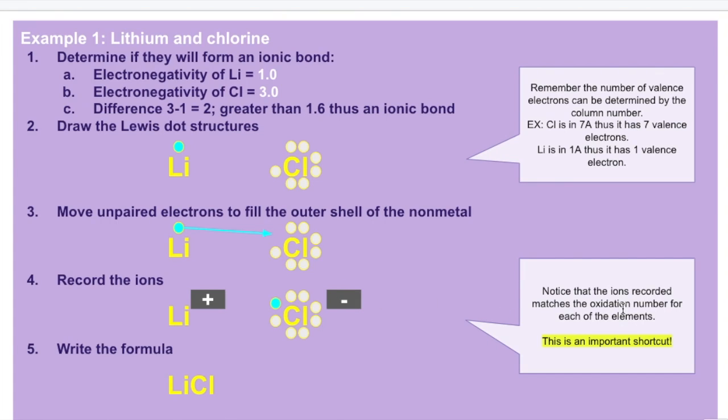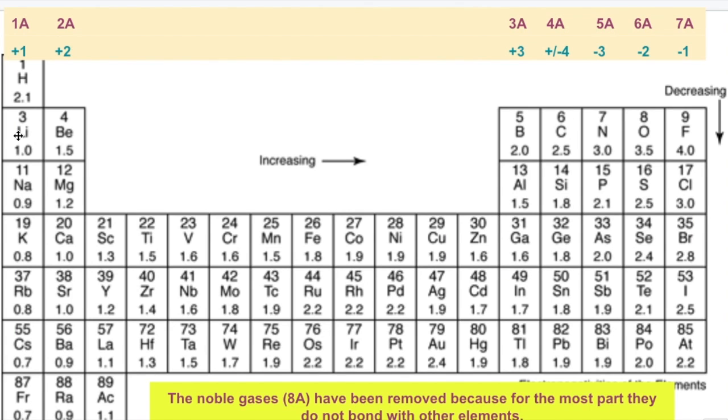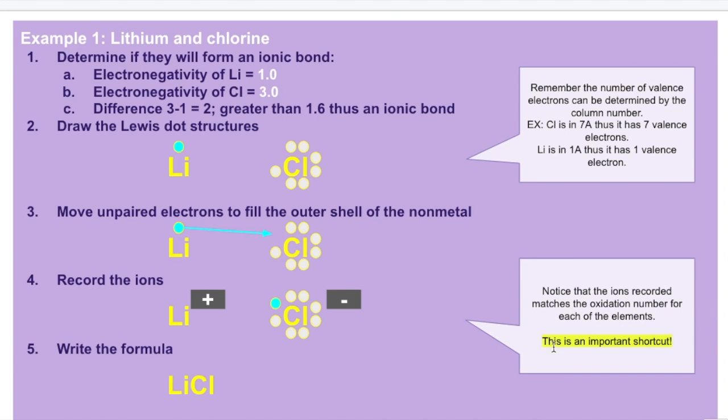Okay, and so the key thing to notice here is that the ions recorded match the oxidation number for each element. So if we go back and look at lithium and chlorine, lithium, which is in column 1A, is supposed to have an oxidation number of +1, which is what we found. Okay, and chlorine, in column 7A, is supposed to have an oxidation number of -1. So it does match. And in a little bit, I'll explain the shortcut you can use with the oxidation numbers to find the formula.